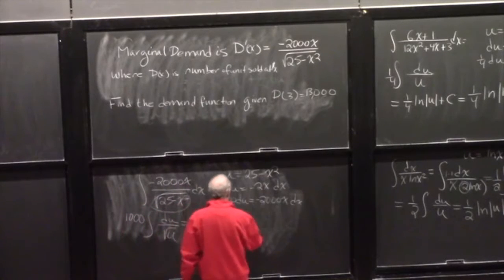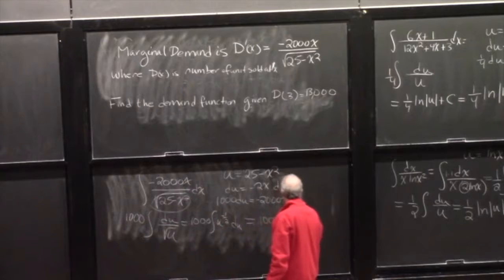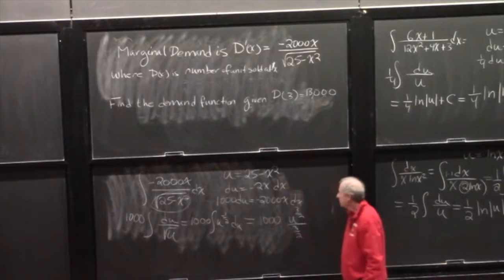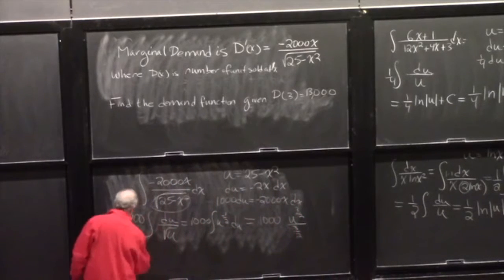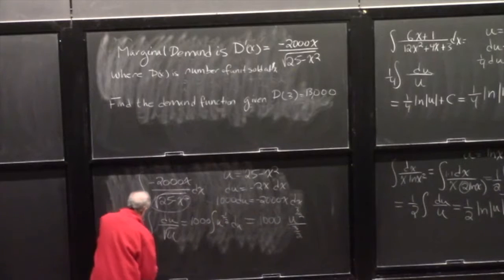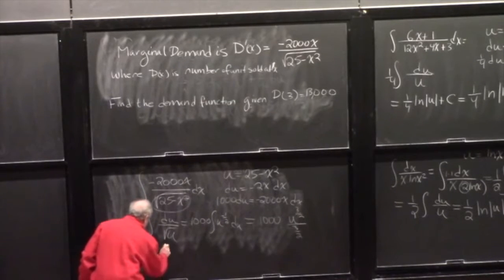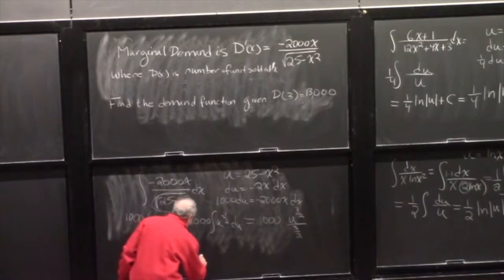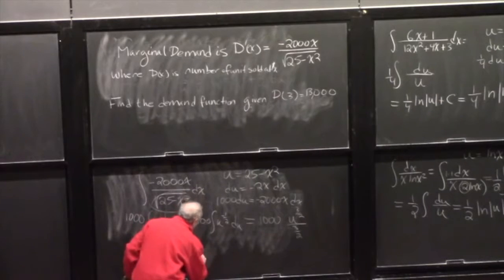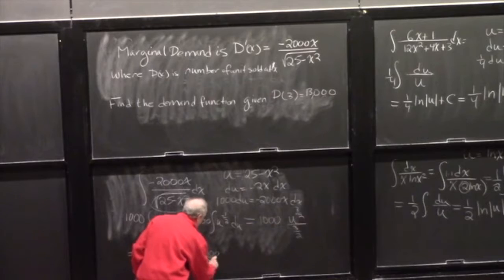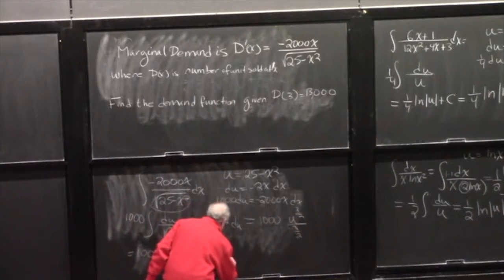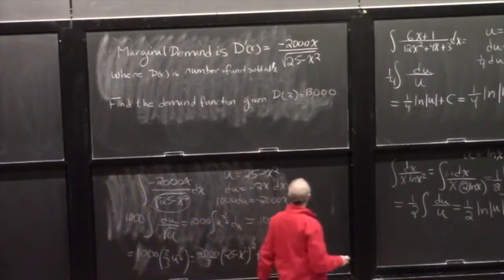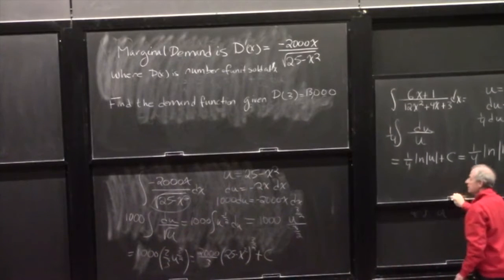Okay, so the integral of this is u to the 3/2 over 3/2, which we flip and make 2/3, or 1,000 times 2/3 u to the 3/2, which is 2,000 over 3, (25 minus x squared) to the 3/2 plus a constant. And you say, okay, I'm done.